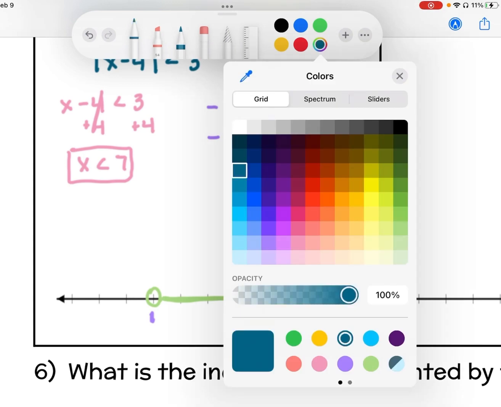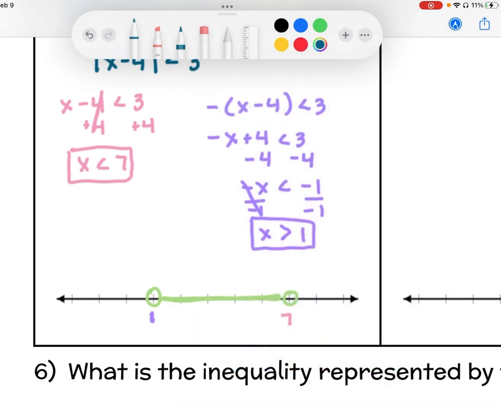Also, if we wanted to put this in interval notation, it's a lot easier to do it once you have the graph. So it would be from 1 to 7. And they would both be parentheses because they're open circles.